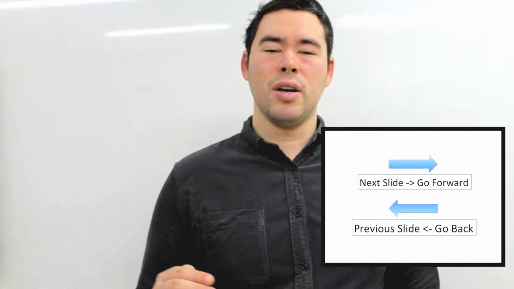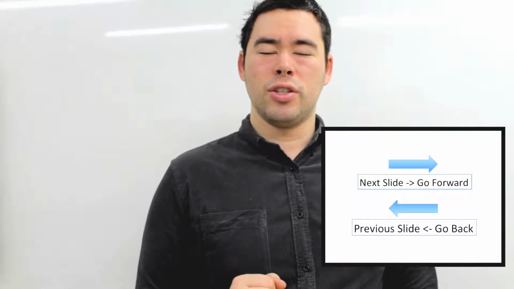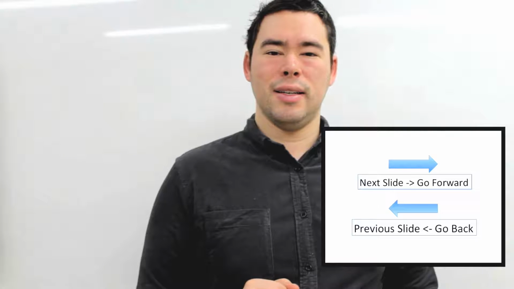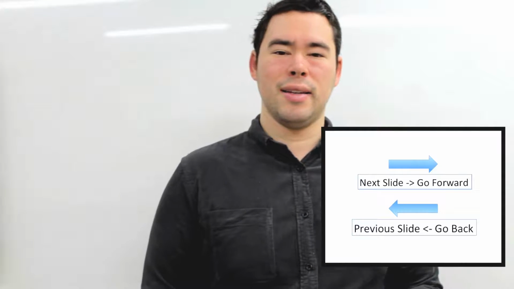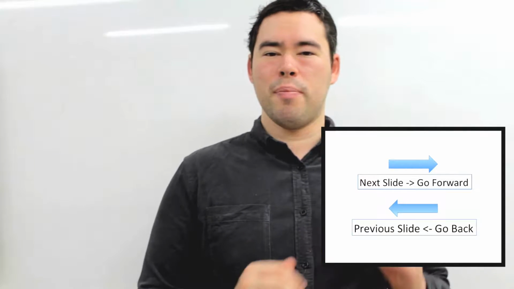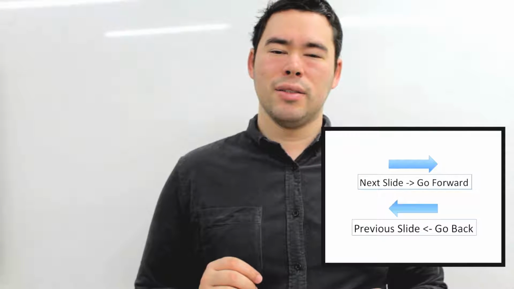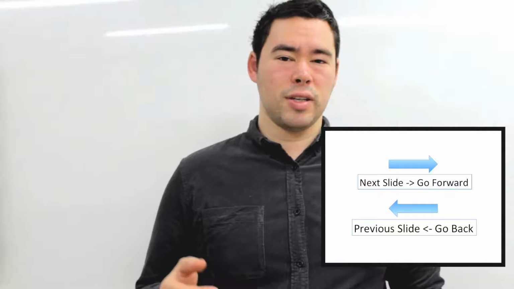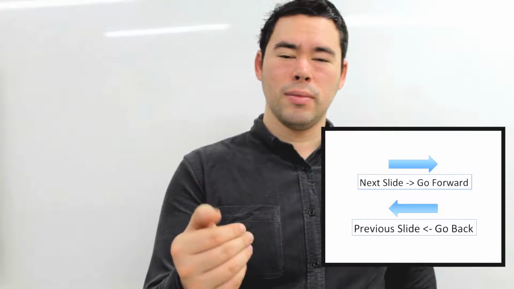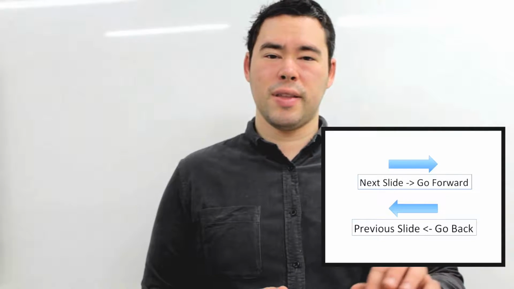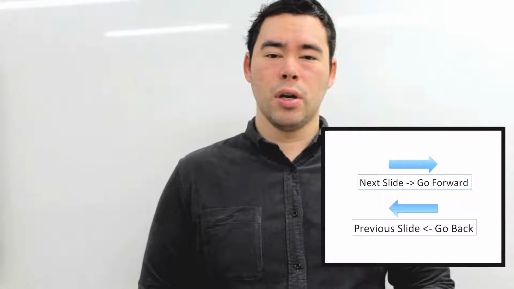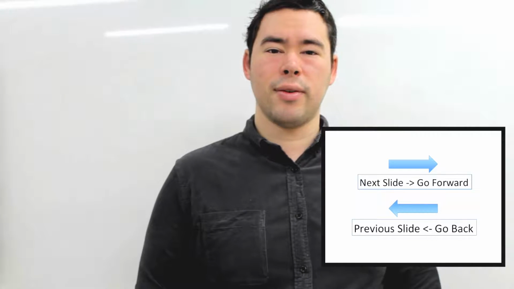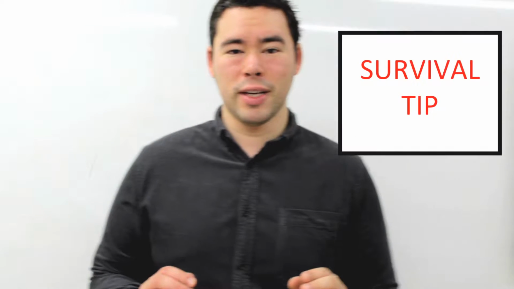Each picture that you see in the presentation is called a slide. To move to the next slide, you go forward. To move back is to go to the previous slide. Now you can move forward and back by doing a lot of things. I mean, you might have a remote control, and you can also press the arrows on a keyboard or click using a mouse. So here's a survival tip.